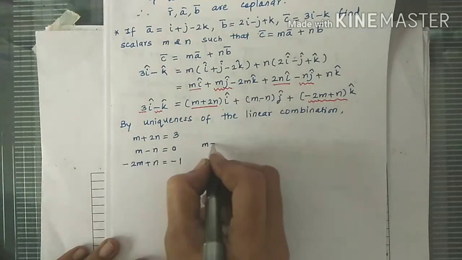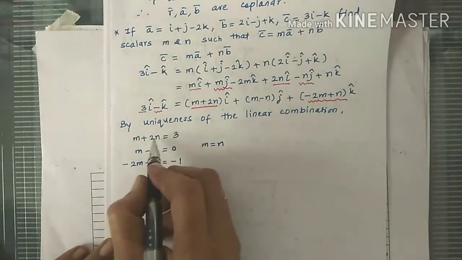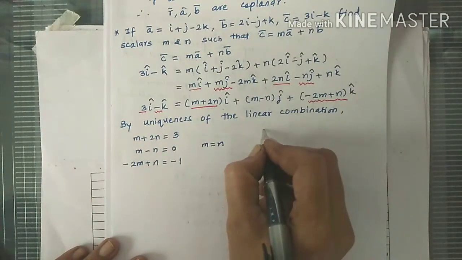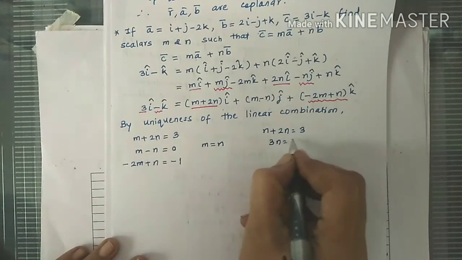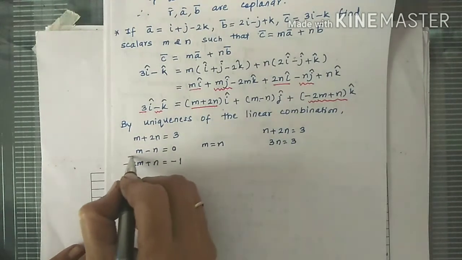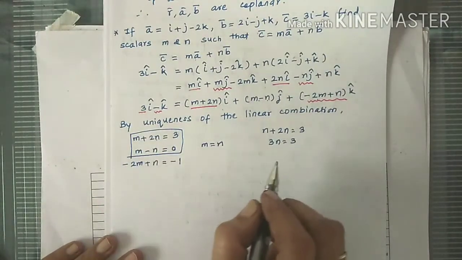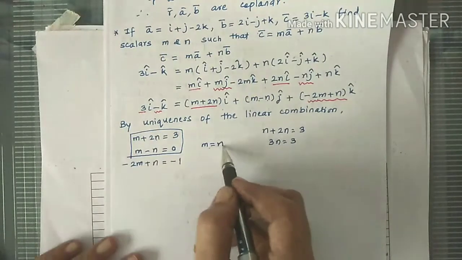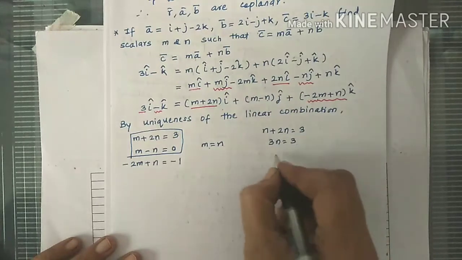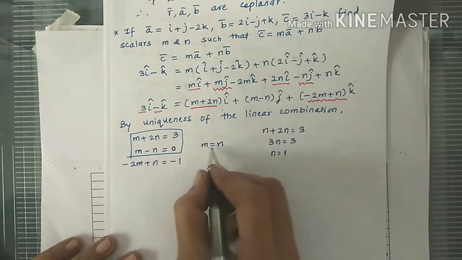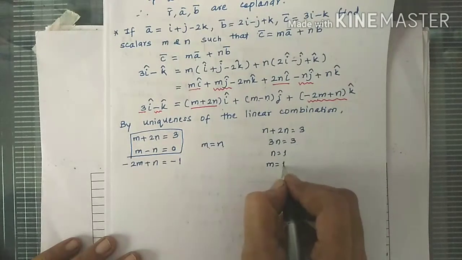So in the second equation, solving it, we get m equal to n, and let's substitute in the first equation. So this becomes n plus 2n equal to 3. So 3n is equal to 3. See here, we are considering only the first 2 equations and we are solving those 2 equations. From the second equation we have m equal to n, and substituting m equal to n, we have 3n equal to 3. So we have n equal to 1. And since m is equal to n and the value of n is 1, the value of m is also 1.